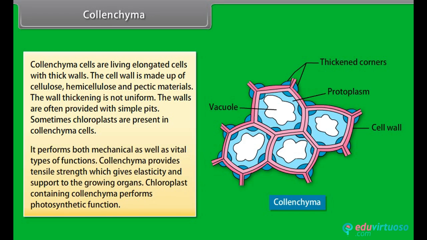Collenchyma provides tensile strength, which gives elasticity and support to the growing organs. Chloroplast-containing collenchyma performs photosynthetic function.